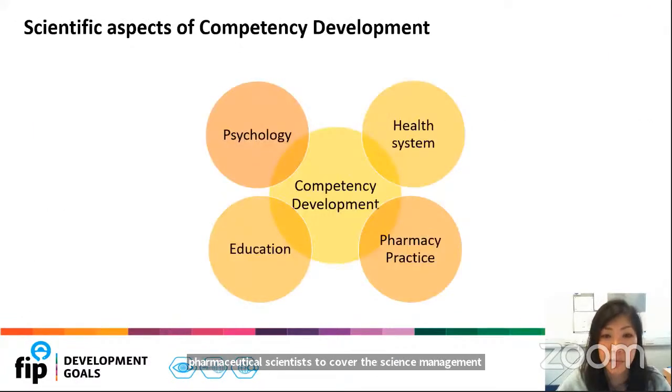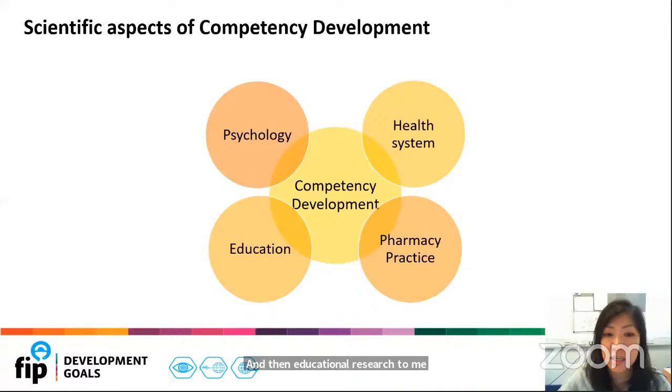So competency development is associated with many different scientific aspects, including health system research, to look at the workforce development plan to effectively sustain the system or improve the system. And pharmacy practice research is to investigate the relevance of workforce development and education to practice and to generate evidence for effective workforce development and education. And then educational research to investigate the current education practice and scientifically support the advancement of education and workforce development.